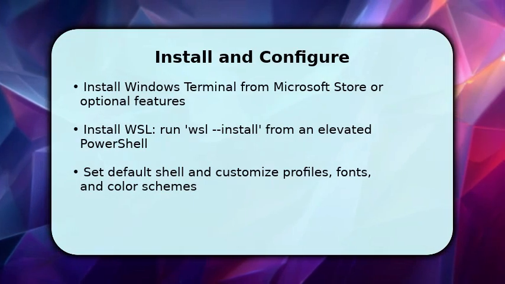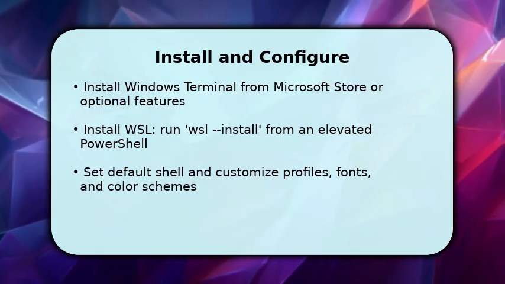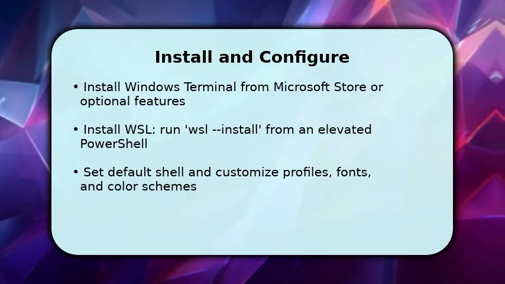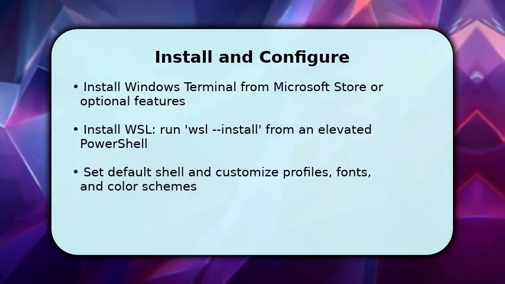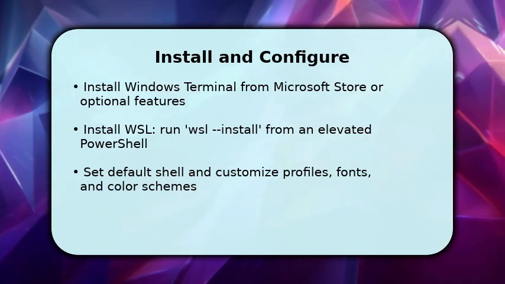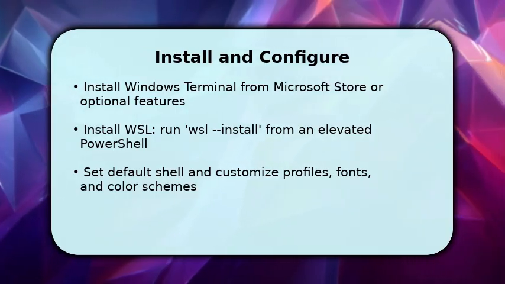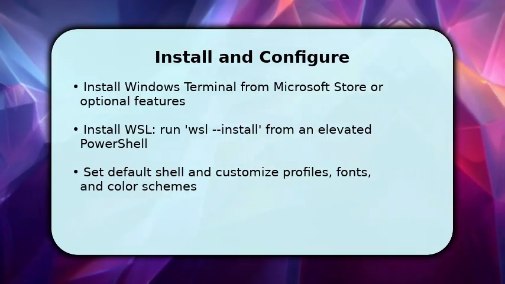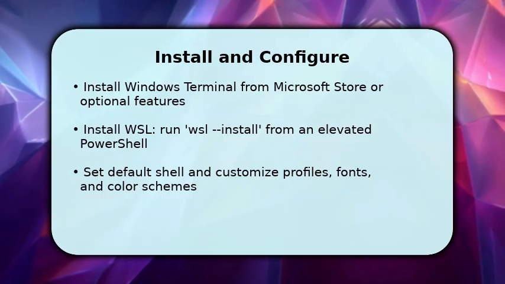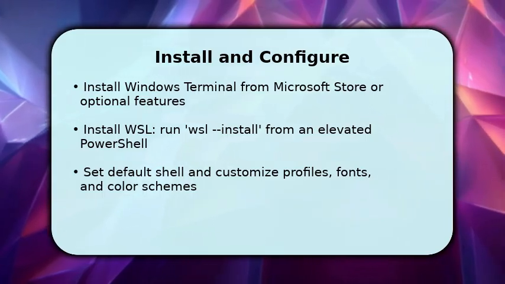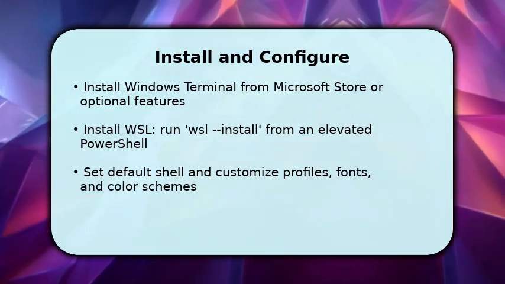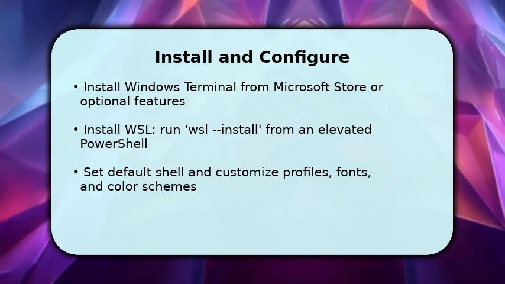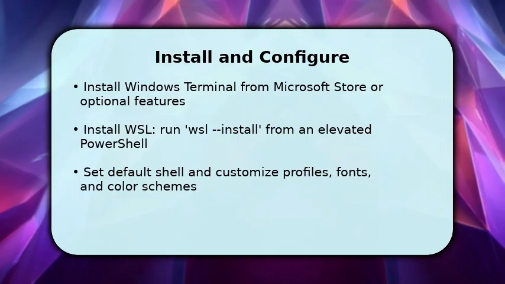Next, you install and configure the terminal environment to match your workflow. If you want tabs and modern features, get Windows Terminal from the Microsoft Store and pin it to start. For Linux compatibility, open an elevated PowerShell and run WSL install, then choose a distro that installs WSL and a Linux shell. Once installed, open Terminal Settings to set your default profile, adjust fonts, enable GPU accelerated rendering if available, and create shortcuts. This saves time every session.